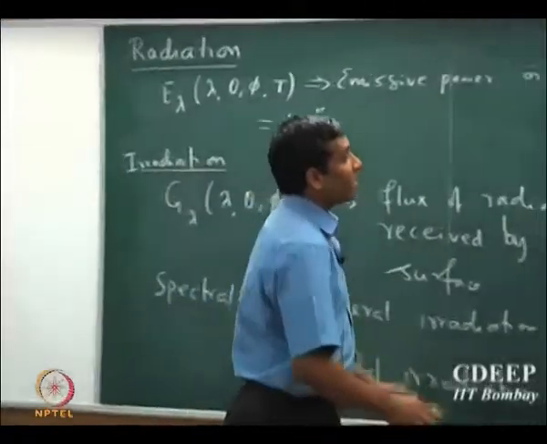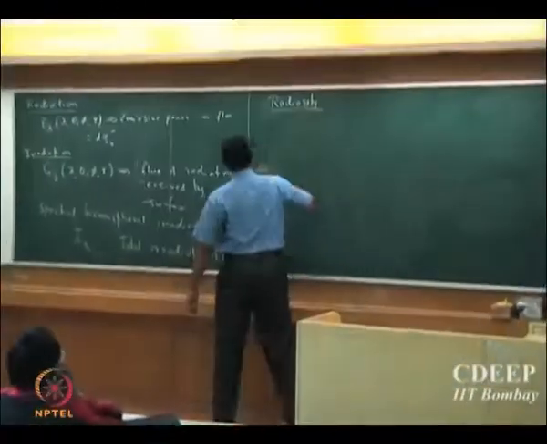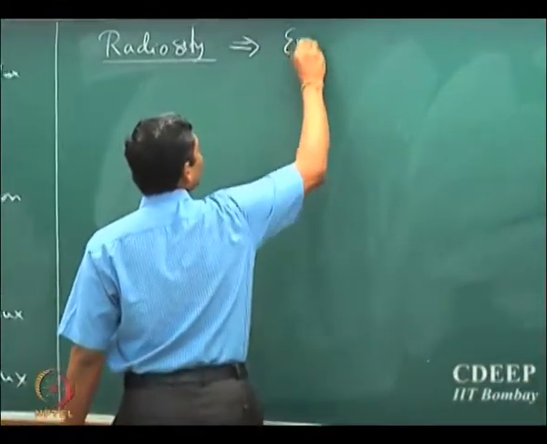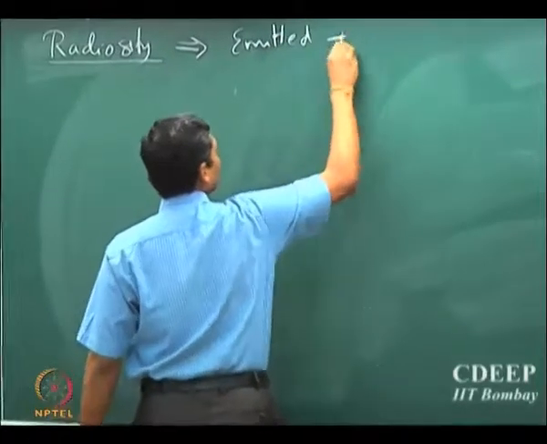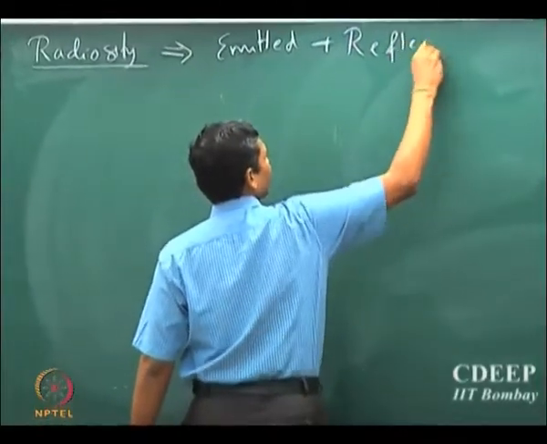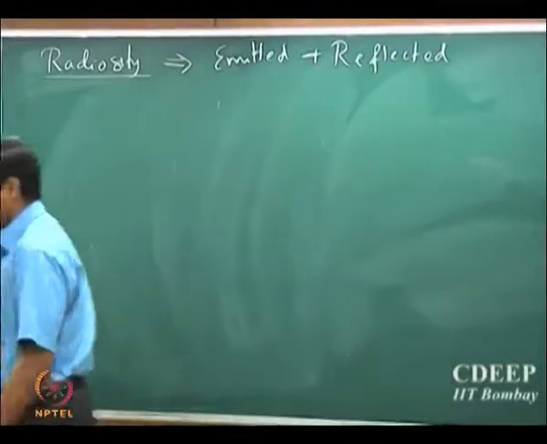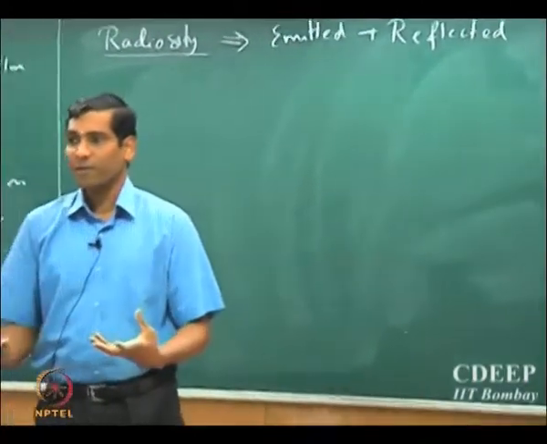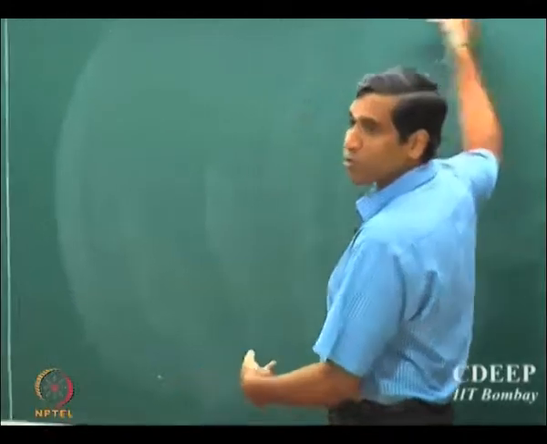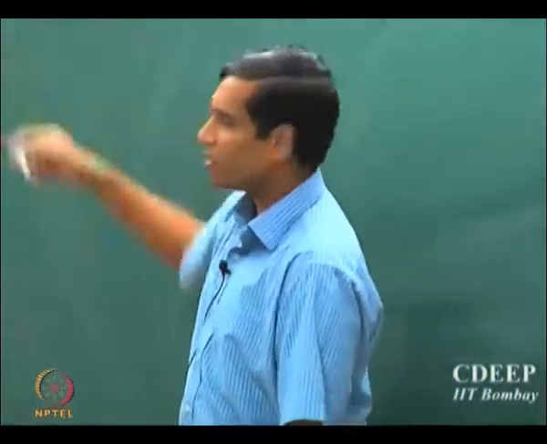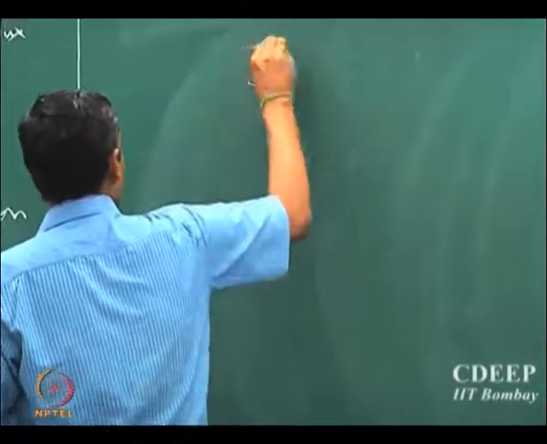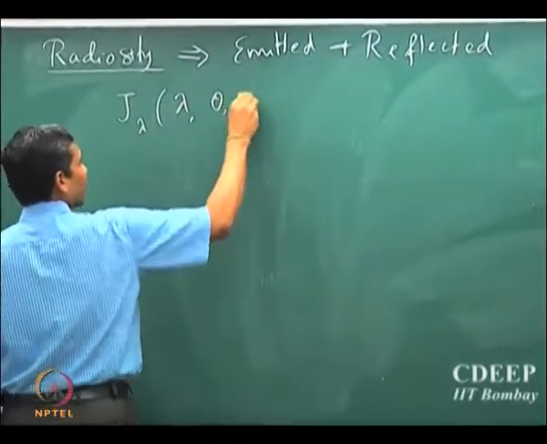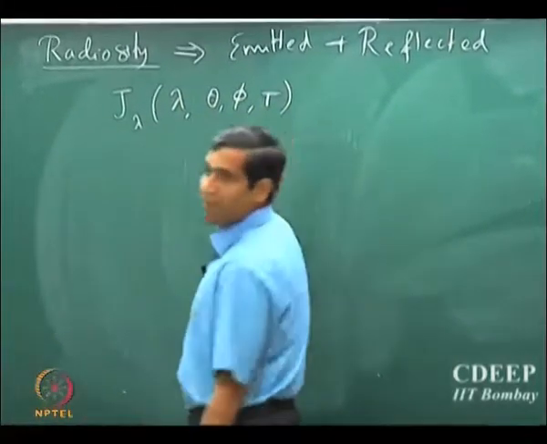Similarly, one could define what is called radiosity. Radiosity is essentially the sum of what is emitted plus the reflected radiation. It is useful to define radiosity because the net radiation that comes out of a surface is essentially the sum of what is emitted plus what is reflected. That is the net emission, and the symbol given is J. J at a specific lambda is going to be a function of lambda, theta, phi and temperature.